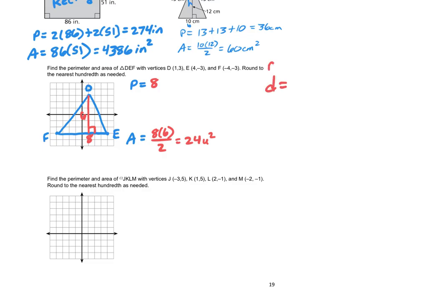Okay, and I'm going to do DE first. Remember, when I write DE, DE means I'm finding the distance between D and E, right? So these are the 2 points that I'm going to use. So we're going to go 4 minus 1 squared plus negative 3 minus 3 squared.